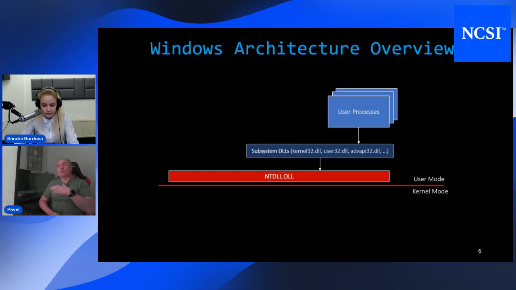This is the thing that was common to other subsystems as well. So in the POSIX subsystem, for example, if I call the open function, which is a Unix or Linux API, it will call ntdll as well, and the function there is called NtCreateFile.